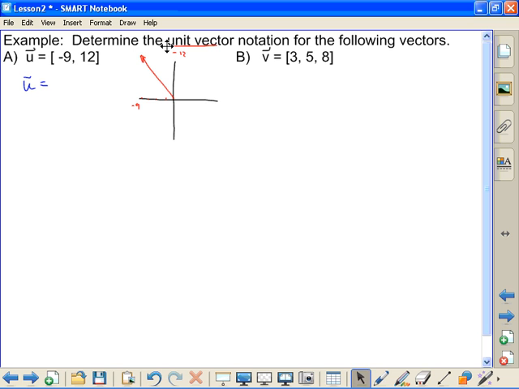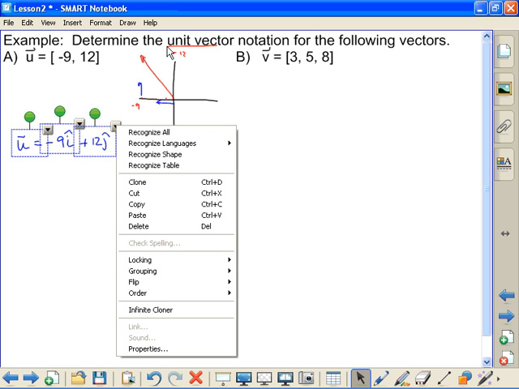Remember that unit vector form is like a road map. So I need to go -9 steps back on the x-axis. The 9 tells me how many steps, and the negative corresponds with the direction on the x-axis. Then I go up 12 units, so plus 12j. There you go, that's it. That's all there is to converting it, just making a quick conversion from the coordinate form to the unit vector form.